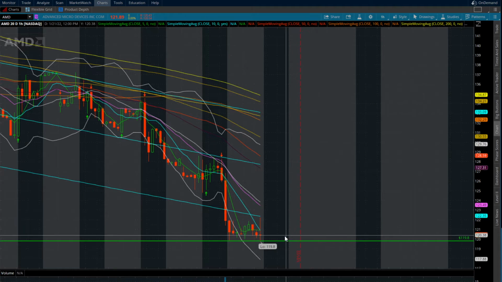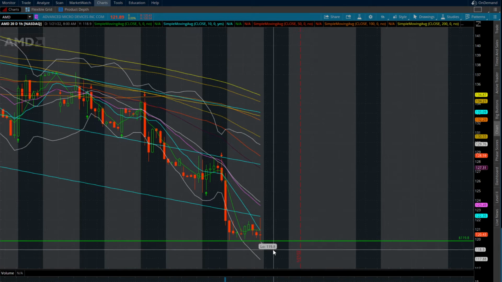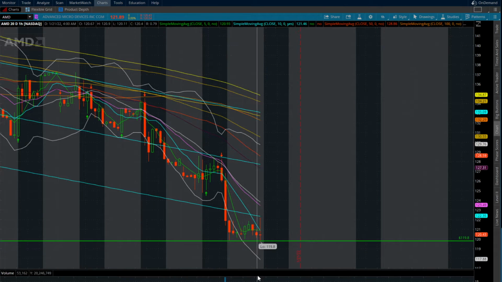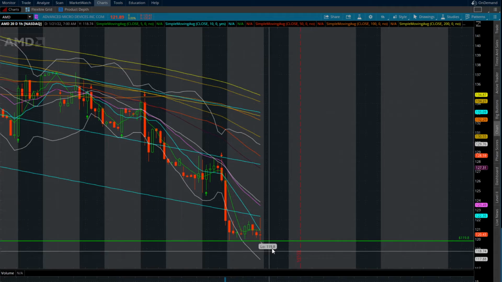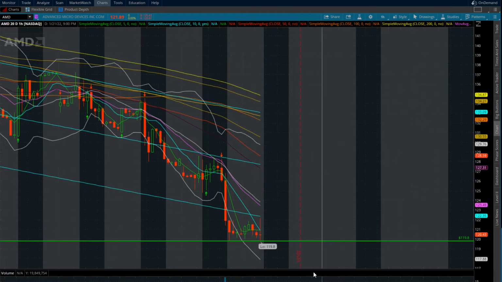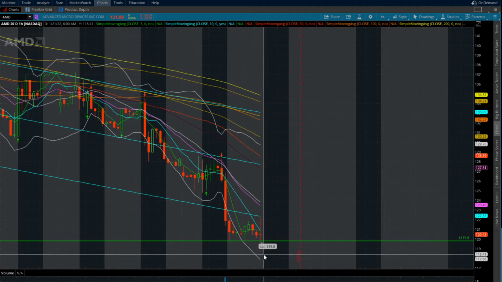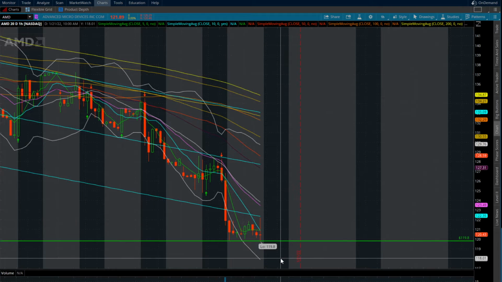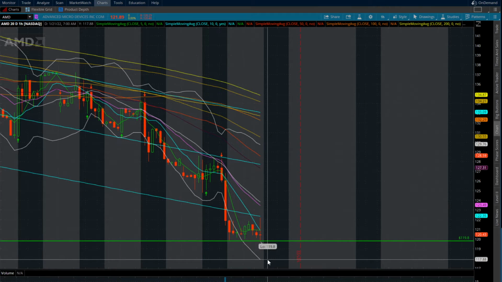What we're looking at here on AMD, we have 119.80 lows. This is going to be the washout for the next leg lower if the market decides to push higher off the open and then roll over intraday like it did yesterday. 119.80 to the downside, first initial price target of around 117 and a half.